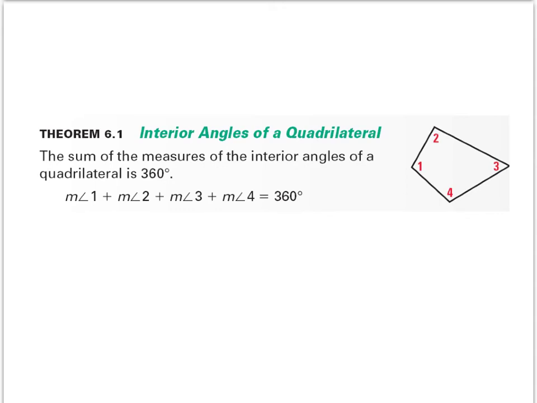So now that we've talked about diagonals and different types of ways to categorize polygons, let's think about what's going on in the interior of a quadrilateral, which is a four-sided polygon. So this theorem tells us that the sum of the measures of the interior angles of a quadrilateral is 360 degrees. So any quadrilateral that you have, if you sum up the four interior angles, you're going to get 360 degrees.